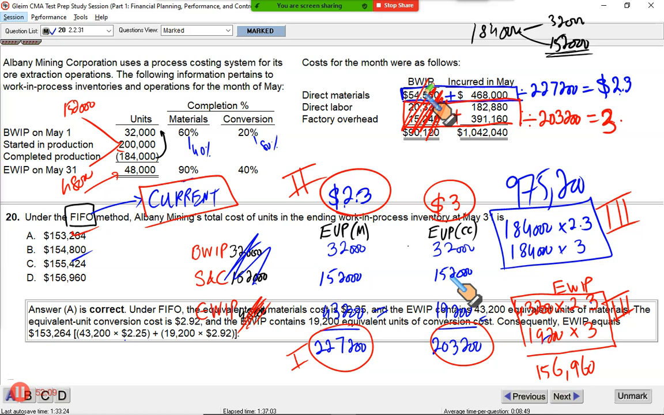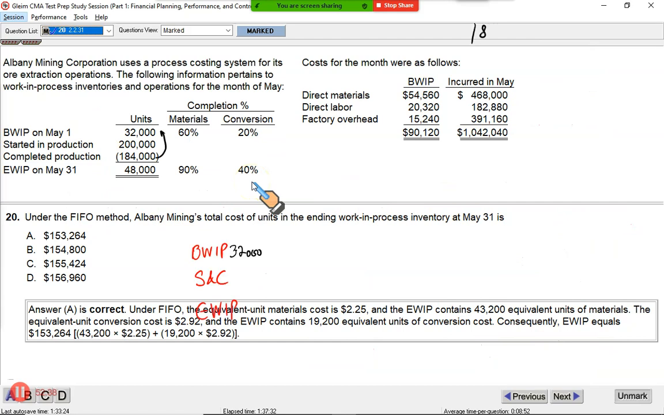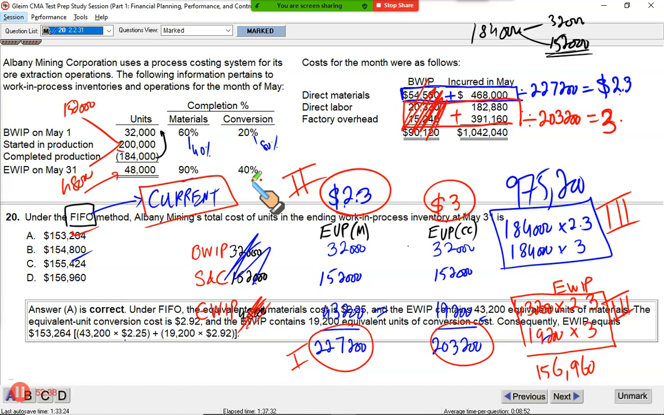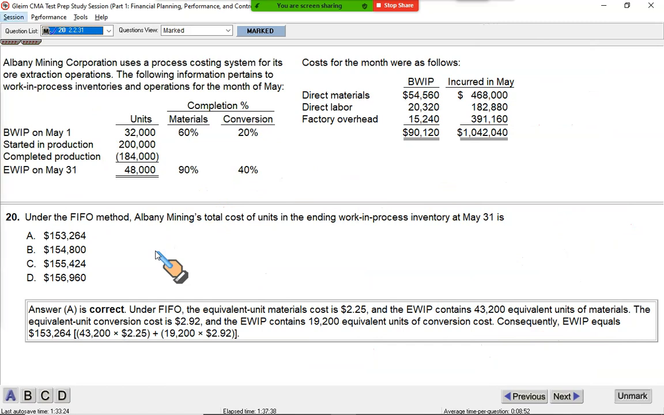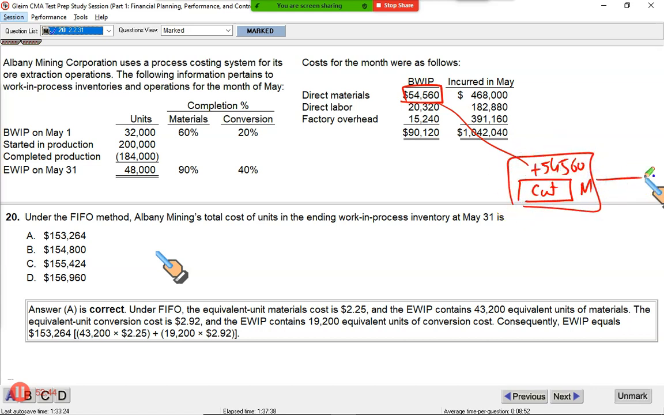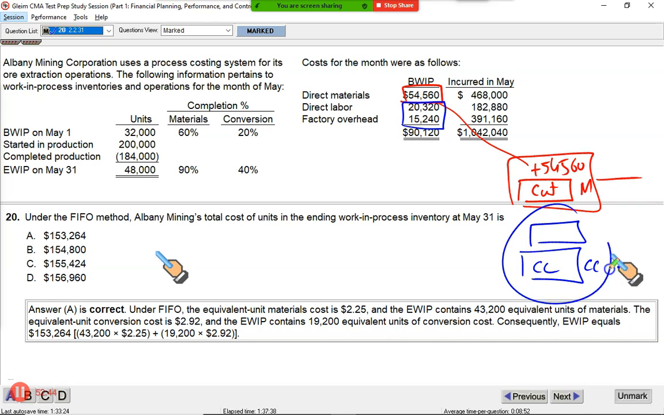Then what do we do under the FIFO method? Please gentlemen remember, under the FIFO method, when we transfer the goods out, we take the cost incurred during the current period for material, and to that we add the material added in the previous period, and then we transfer this bundle to the next department. Similarly, what we added in the current period for conversion cost, to that we add the beginning conversion cost, and then we transfer this bundle to the next department.